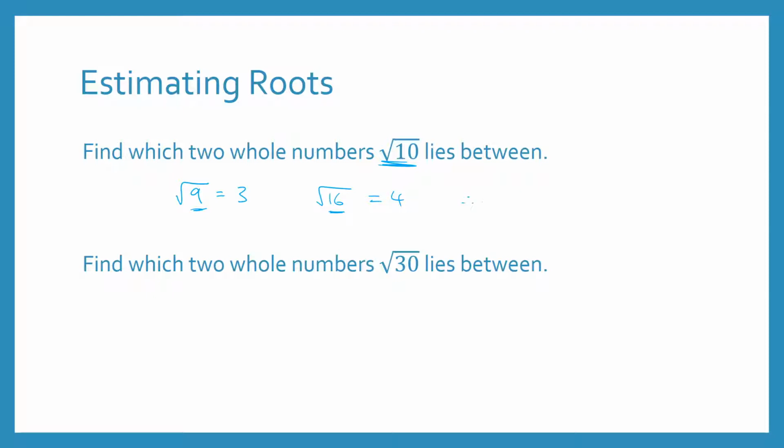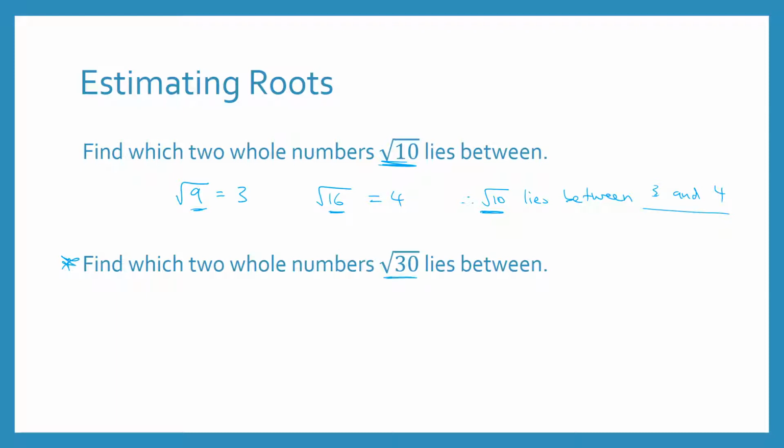Therefore, the square root of 10 lies between 3 and 4. So here, while we don't know what the square root of 10 exactly is, we know that it's somewhere between 3 and 4. Have a go at this question.